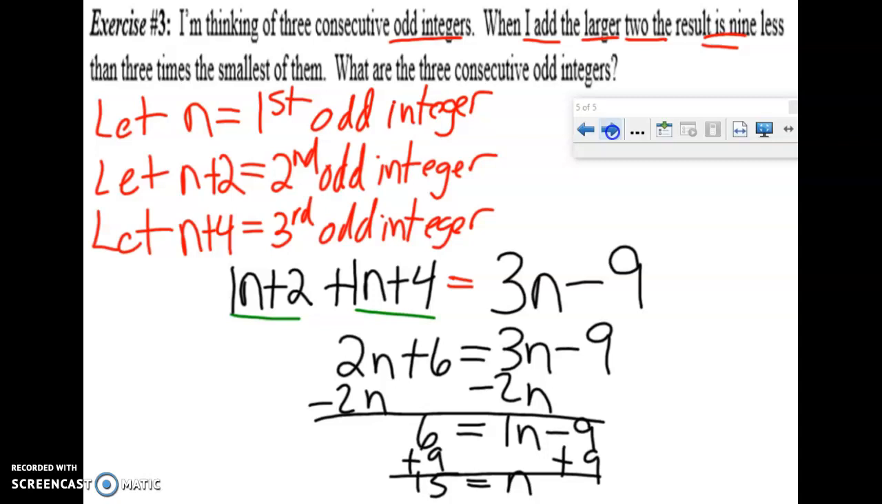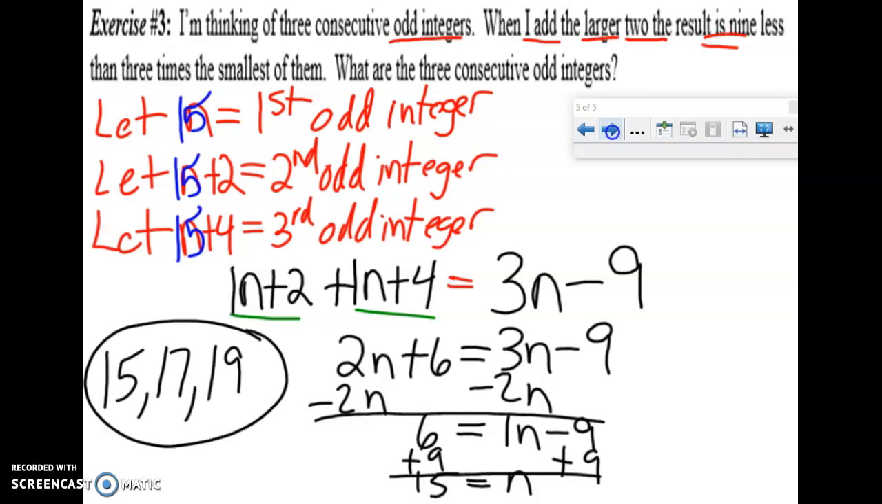So I go back and I say if the first number is 15, how can I find the others? Simply just substitute and add the amount. So this would be 15, 2 more, 17, 4 more, 19, and there we have it. The 3 consecutive odd integers that we were able to come up with. Not so bad once you set up those let statements.